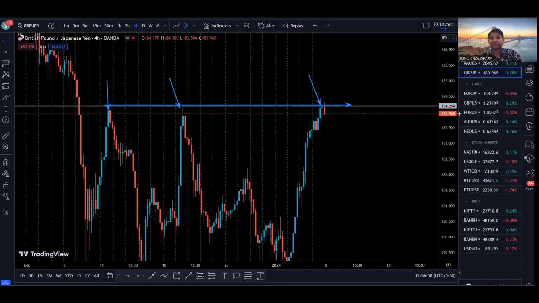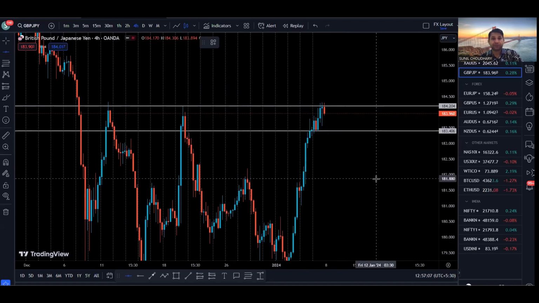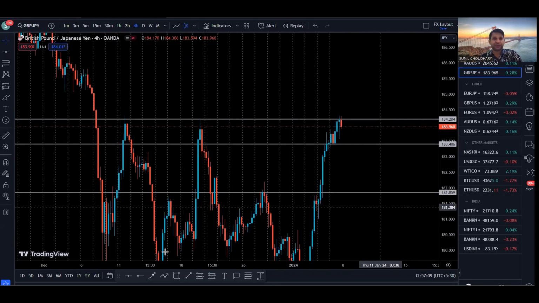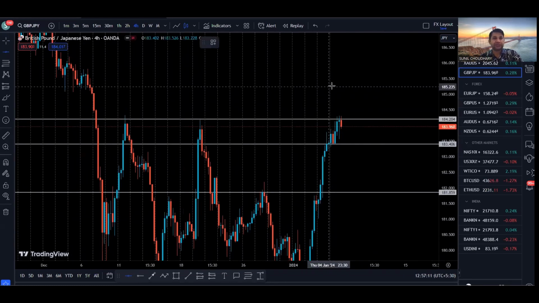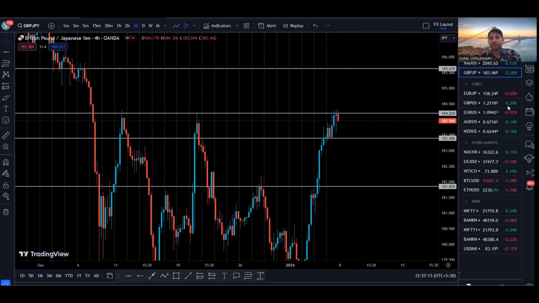At the same time, let's also mark our support. The next support is right here, and if you break that support, the next support is right in these areas. To the upside, if you break this level, I will say this one is going to be the next resistance. So now we know the price is ranging between this level and this level.